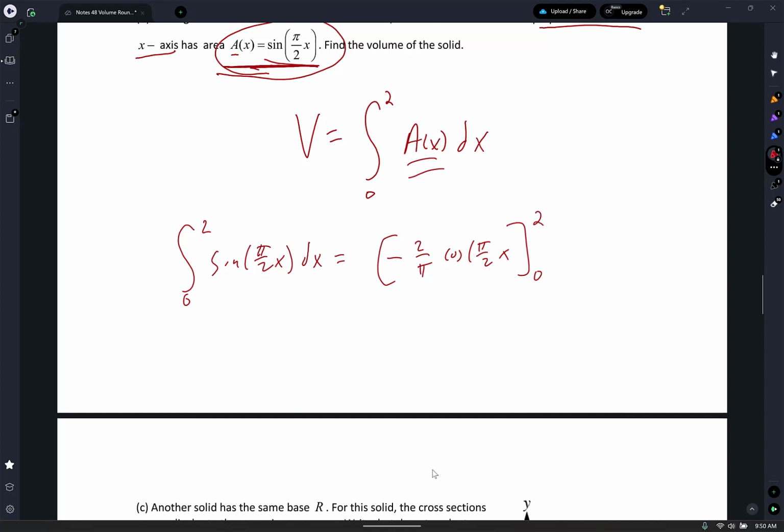Now, how do I evaluate? Factor out the negative 2 over pi. I think it's easier to factor out the negative 2 over pi, so you're getting my habits. You don't have to. Some of you, there's at least 2 of you that leave the constant in there. That's fine. If that's your habit and you feel safe, you can go ahead and do it like that. Cosine of pi over 2 times 2 minus cosine of 0.